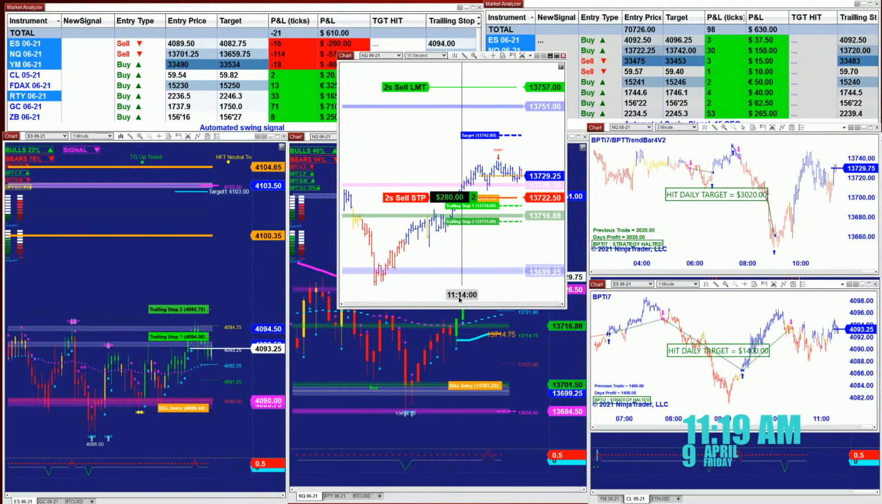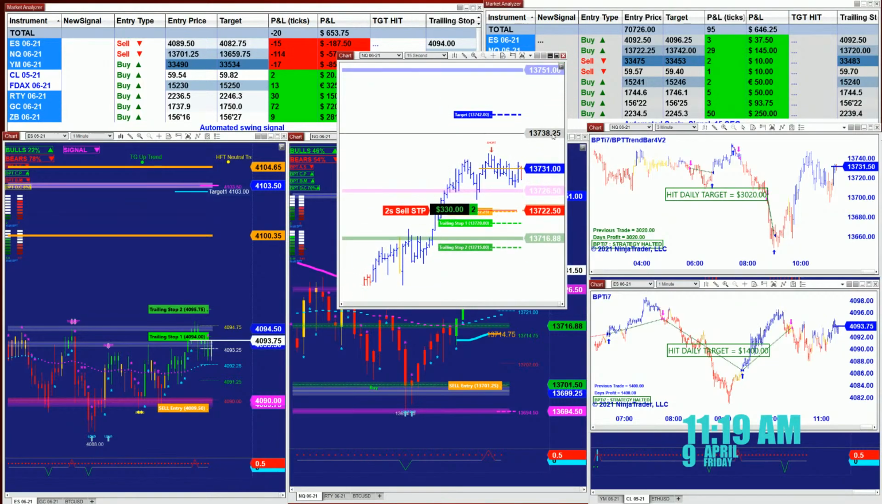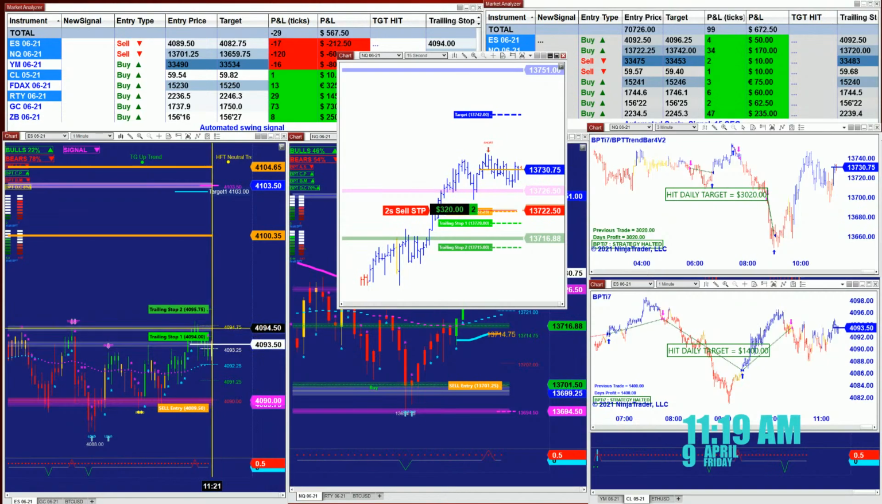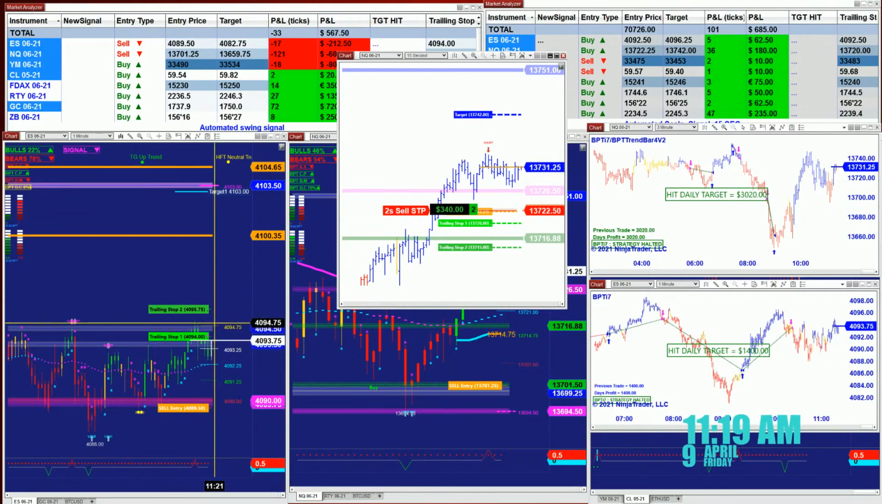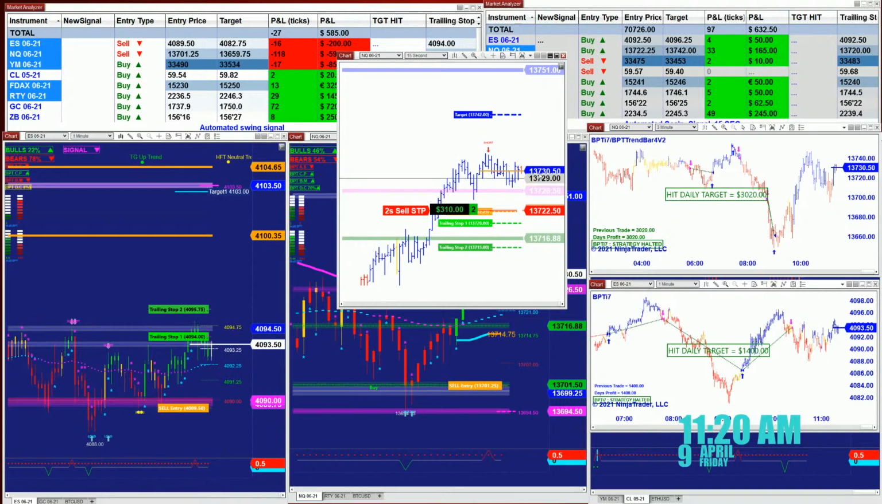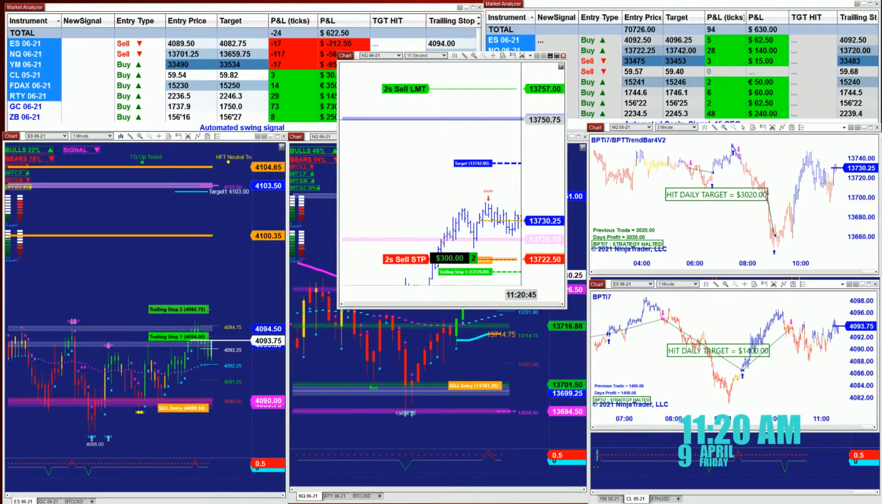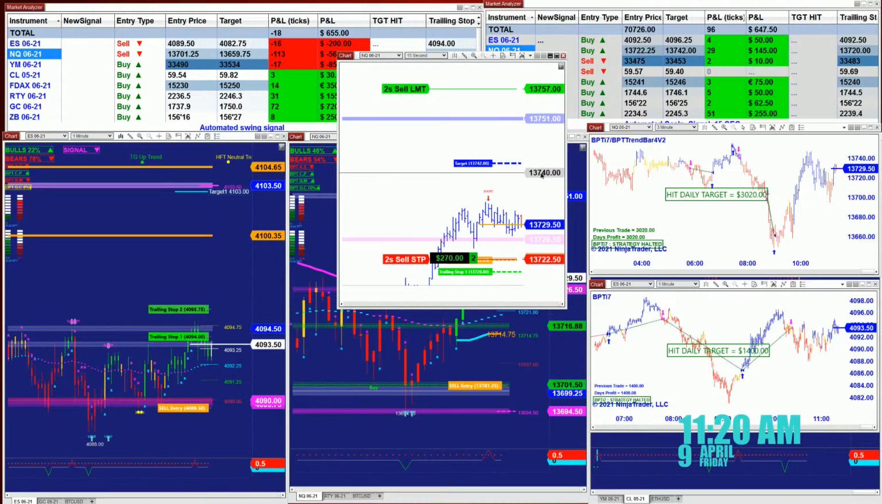And now the NASDAQ is sitting idle at the support area at 13,726. If the ES breaks that area, the 94.50, 94.75, immediately the NASDAQ is going to jump to 137.50, 75. Immediately. It's going to fly.